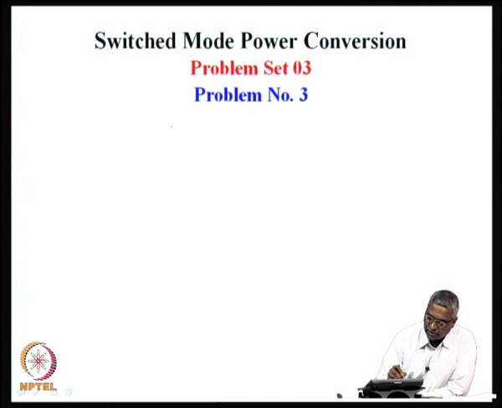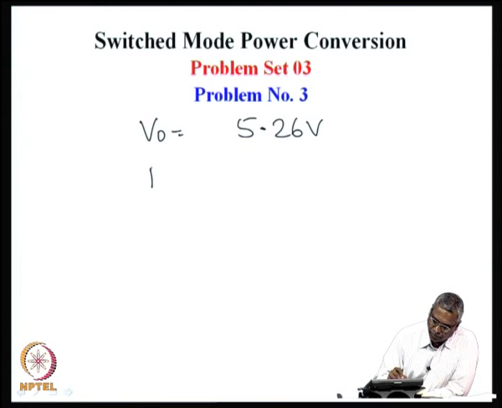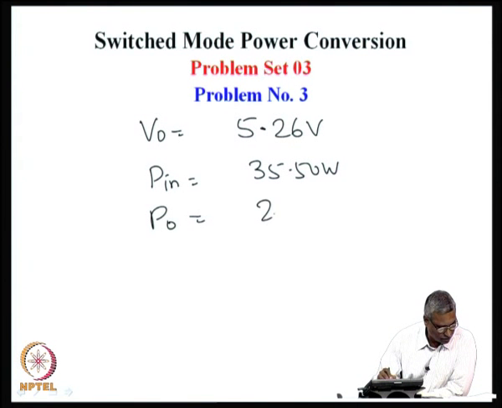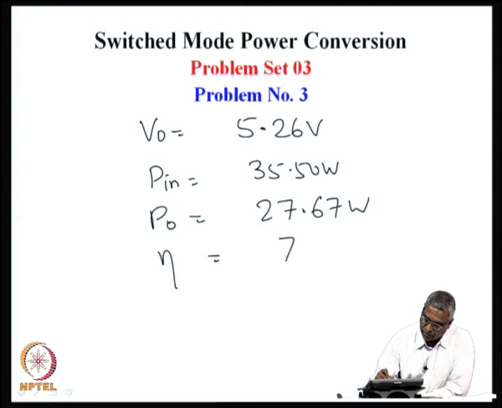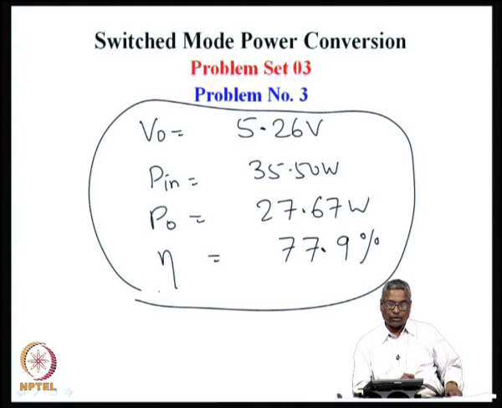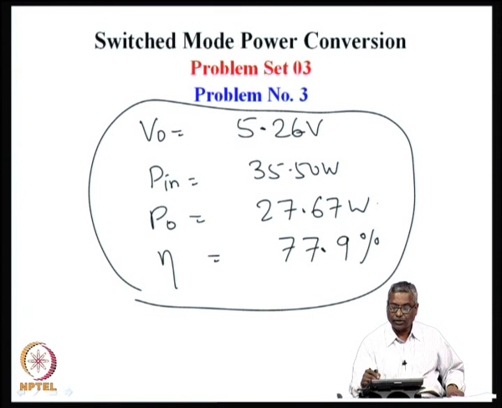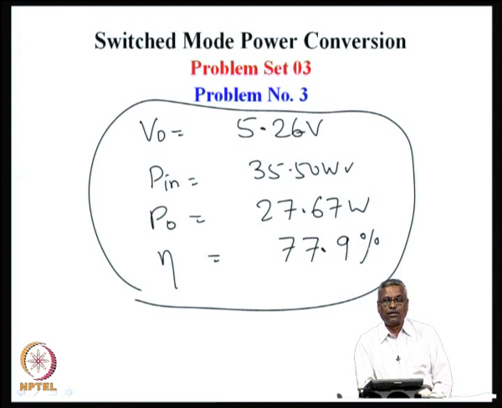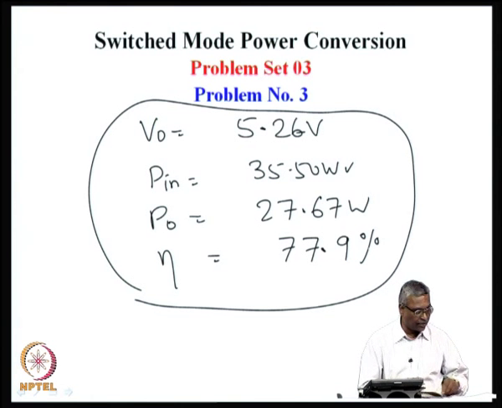So, we saw all the quantities that we had solved. V naught was 5.26 volts, then P in is 35.50 watts, P naught is 27.67 watts, and efficiency is 77.9%. So, this effectively is our total solution. We are interested in the gain that has been calculated, and we know what is the output power because we know the load, and what is the input power and what are the losses, input power minus output power, and what is the overall efficiency. Normally, this loss will appear as heat, and which has to be handled in the converter.